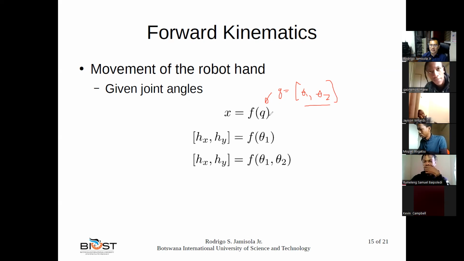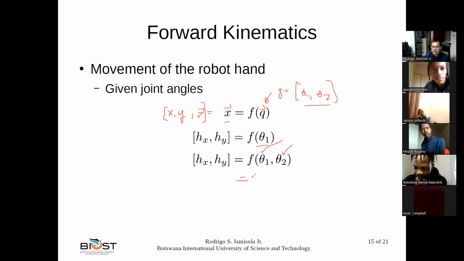So given the angles that are changing, you have the output that is X. In this case, this is also a vector, which can be composed of X, Y, and Z. At the moment, we only consider the position, so it will be a 3-dimensional vector. Okay, so it's a vector, and that one is a vector. If it is a single degree of freedom robot, then you only have theta 1, and it will output HX and HY. If you have a 2-link robot, the input is theta 1 and theta 2. The output is HX and HY also.